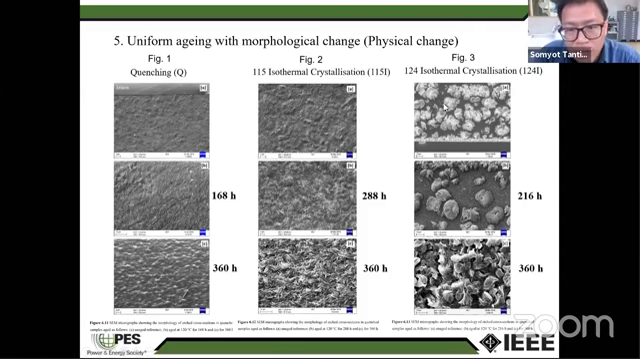And also if we look into figure 2, aging for 3 hours up to 360 hours, the crystal structure that looks like circles cannot be seen in figure 2C as well. So this is how the morphology changes.